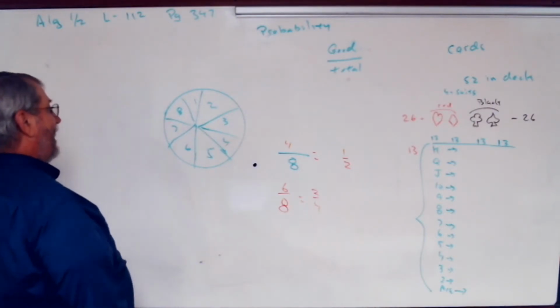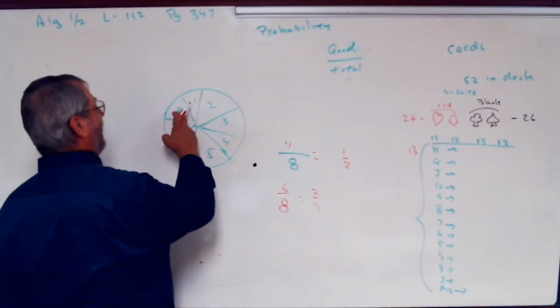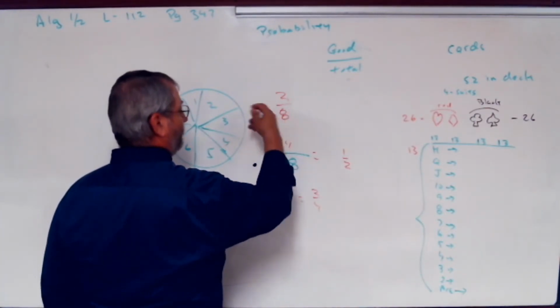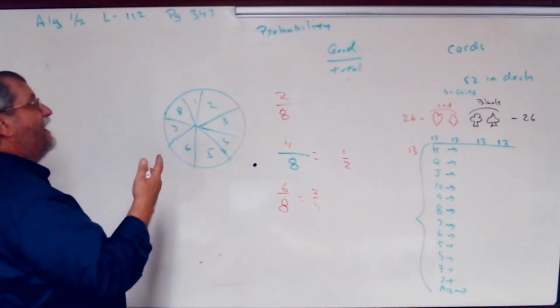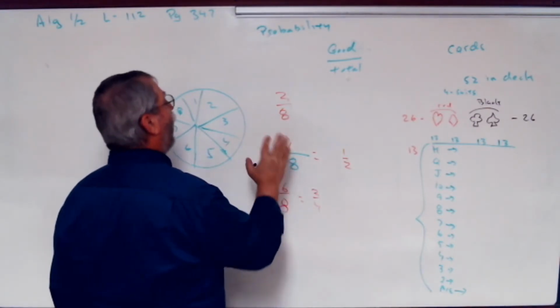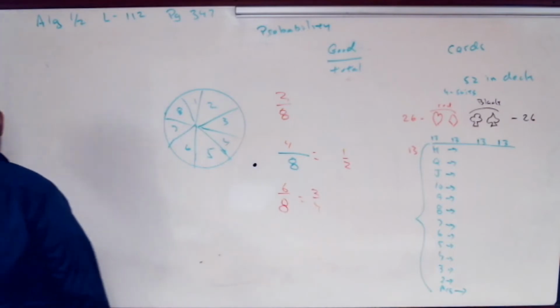Probability of getting an 8, a 5, or a 2. Well, there's 3 of them out of 8. That's not reducible. That's just it. The probability of the good, whatever you're asked for, over the total, and reduce if you can. Always reduce.